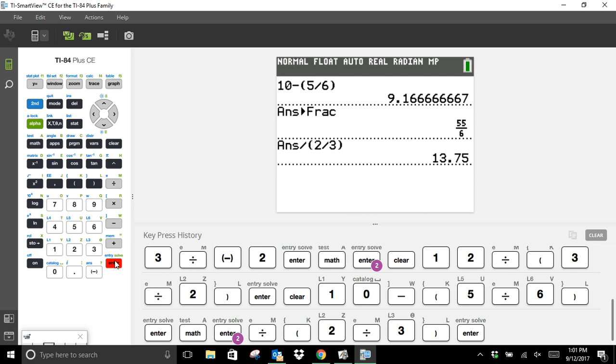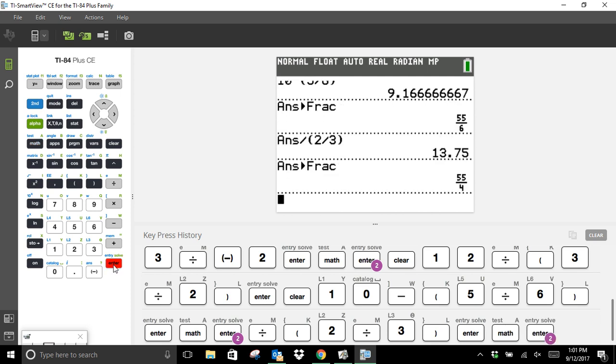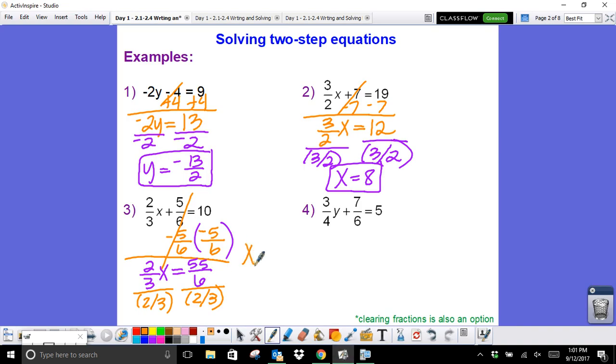I don't want that decimal answer. I'm going to hit math, enter, enter. And there's my final answer, of 55 over 4. So there we go. All right, I'm not going to work number 4.